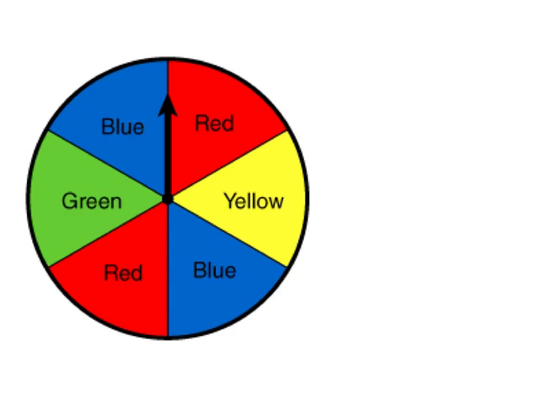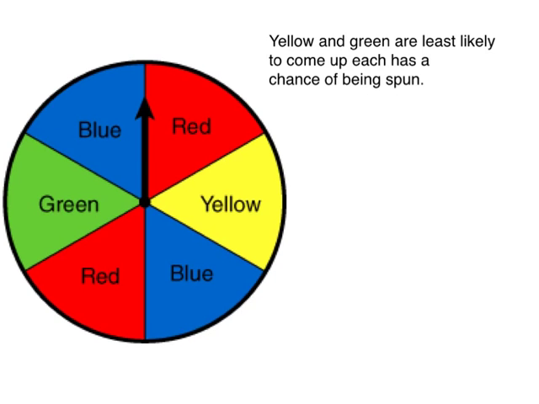Here we have a spinner with 6 equal parts. But if you study it for a moment carefully, you'll notice that not all colors are equally likely. So pause the video and try to figure out which colors are least likely to come up and which colors are most likely to come up. So yellow and green are least likely to come up. Each has a blank chance of being spun.